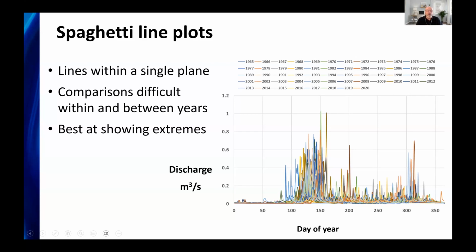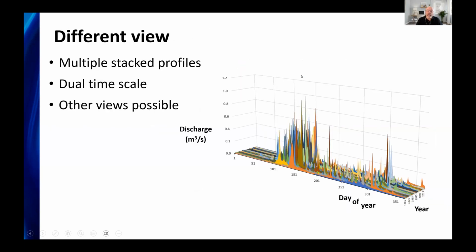We're all taught these are lines within a single plane. Well, that's not the case. It looks like that, and I agree it looks like that, but that's not what's going on. What we actually have are multiple stacked profiles that we're looking at. There's a dual time scale that's now available that was hidden before, and other views are possible.